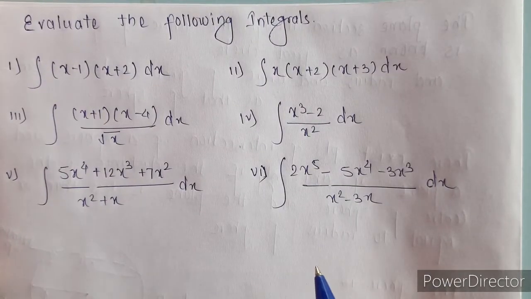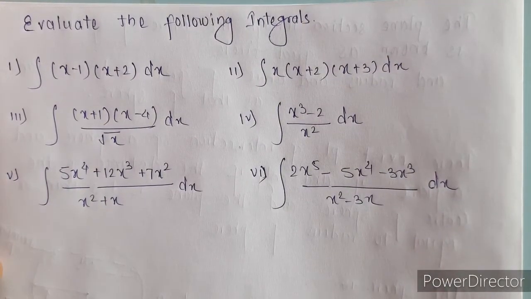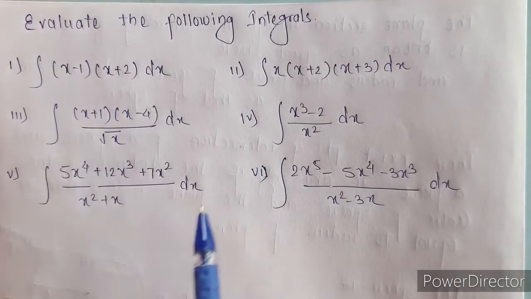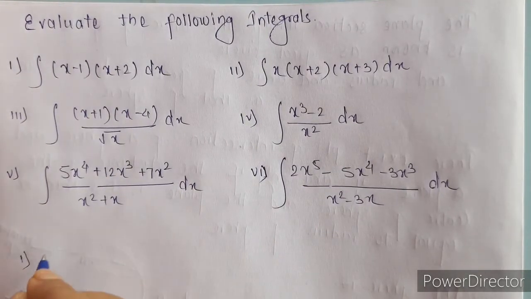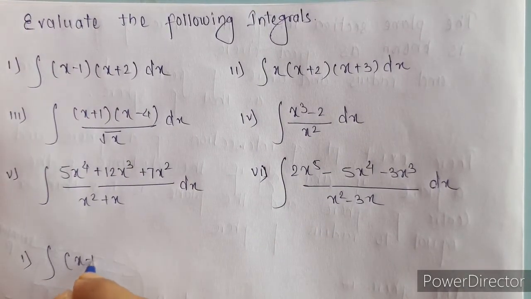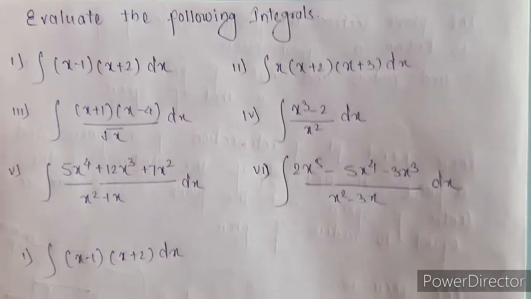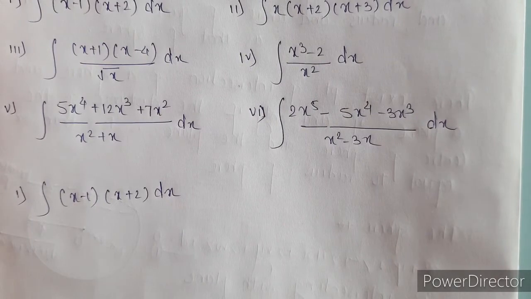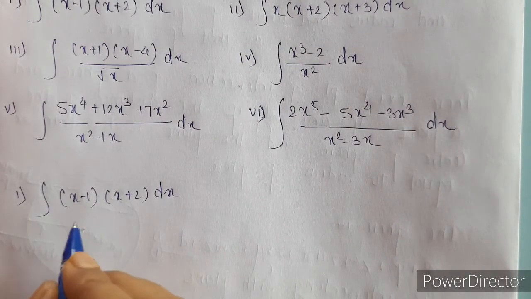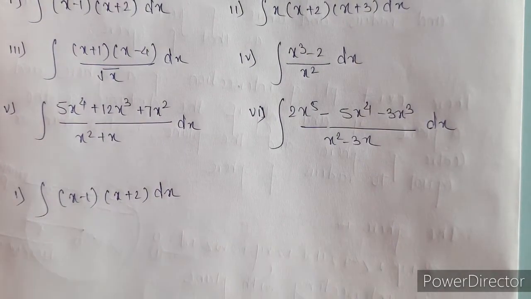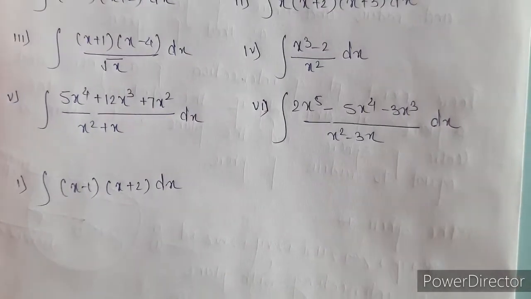Some more problems on integrals from the same exercise. Okay, let's start with the first one. We have to find the integral of (x minus 1) into (x plus 2) with respect to x. Now we can use the product rule, or we can multiply this first and then integrate. So let's first multiply this and then integrate.